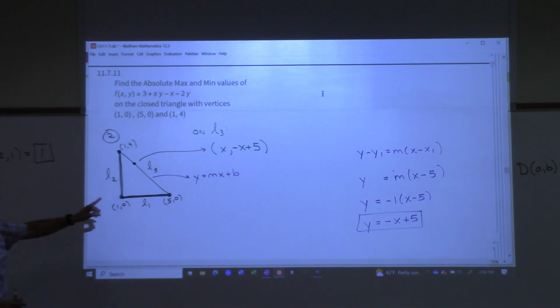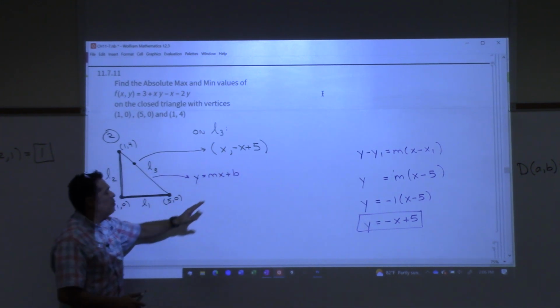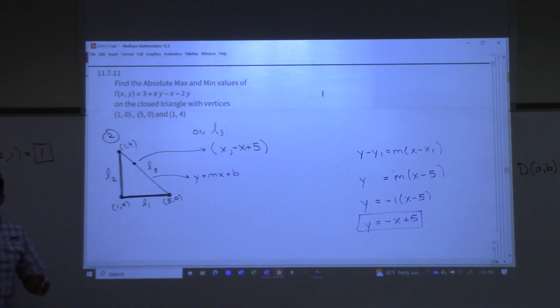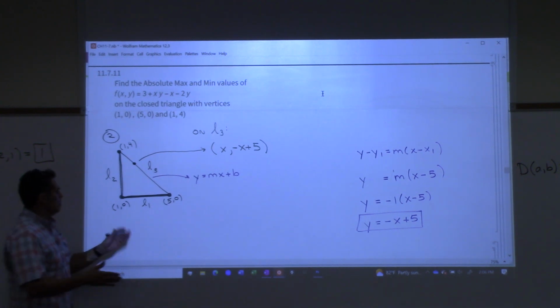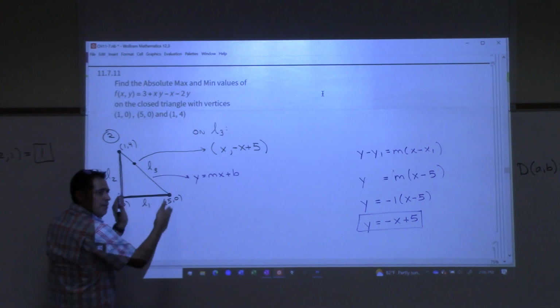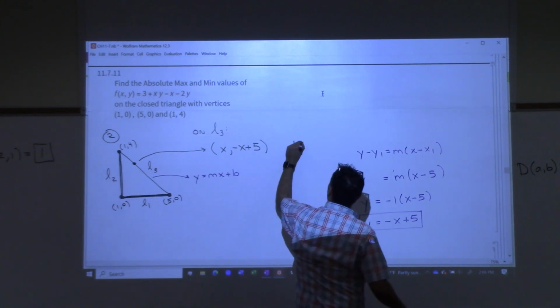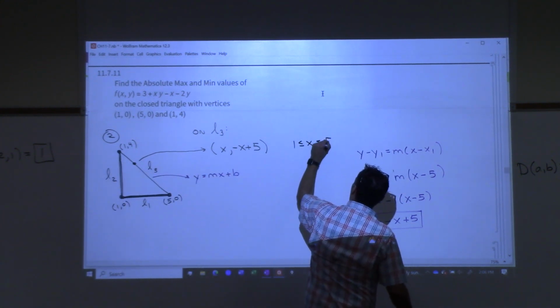So we have this relationship. Now, we do have to talk about a restriction on x. Is there a restriction on x? From 1 to 5. So 1 less than or equal to x less than or equal to 5. Okay.